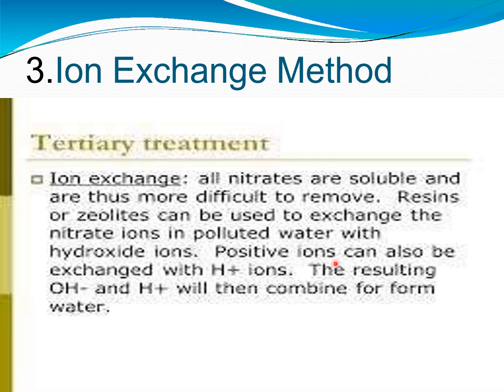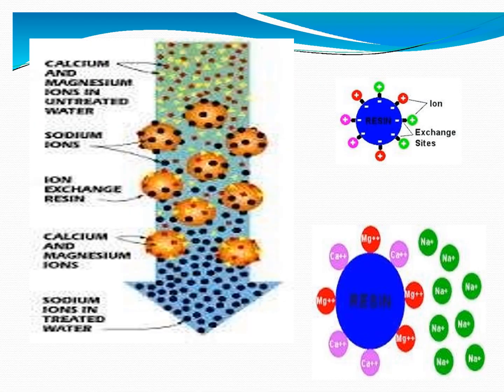Then ion exchange methods. Here ion exchange chemicals are used. All nitrates are soluble and are thus more difficult to remove. Resins or zeolites can be used to exchange the nitrate ions in polluted water with hydroxide ions. Positive ions can also be exchanged with H+ ions. The resulting OH- and H+ will then combine to form water. In this slide, you can see how the ion exchange process is working.